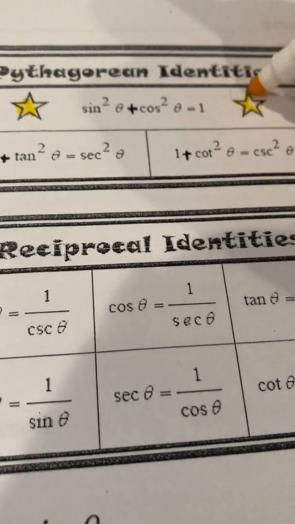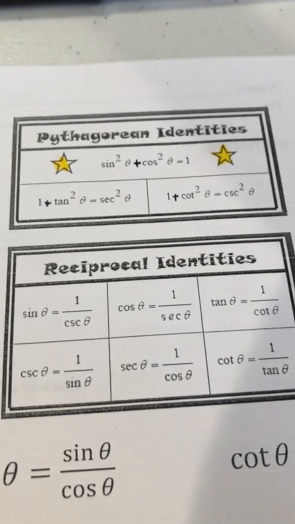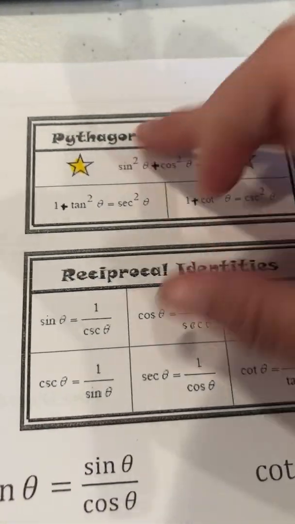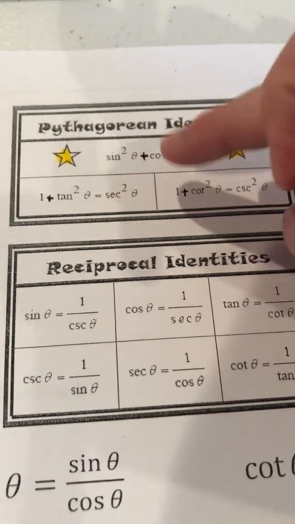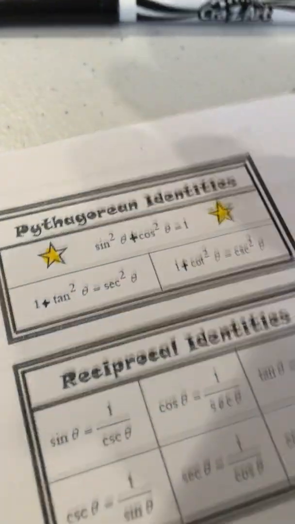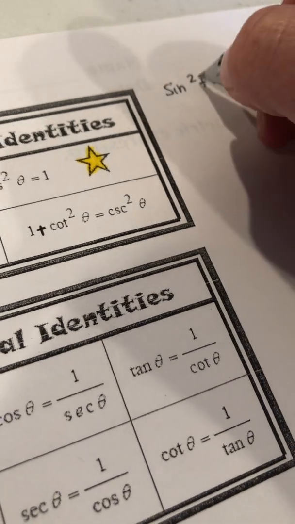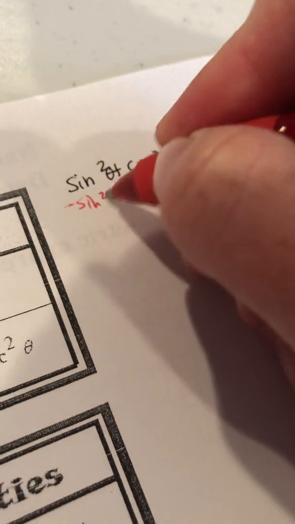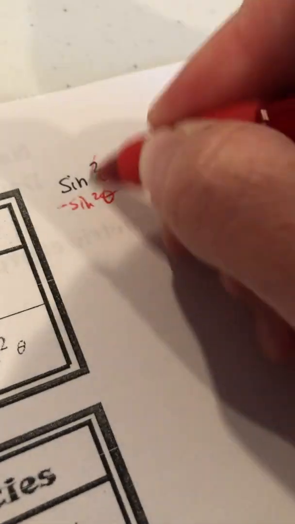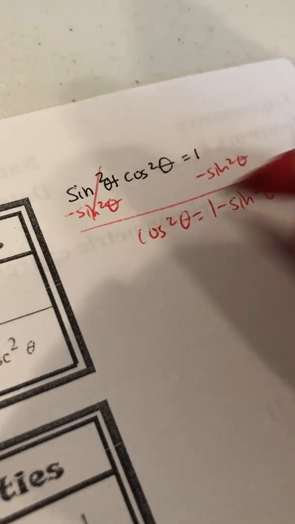Now I'm going to use all of these on my homework per se, but for the actual ACT, this is the one you need to know. Sine squared plus cosine squared equals 1. I'm going to just quickly walk through how we can use other things. So if I had sine squared plus cosine squared theta equals 1, and I said, what does cosine squared equal? Well, I would need to move this sine squared. So cosine squared is the same as 1 minus sine squared.